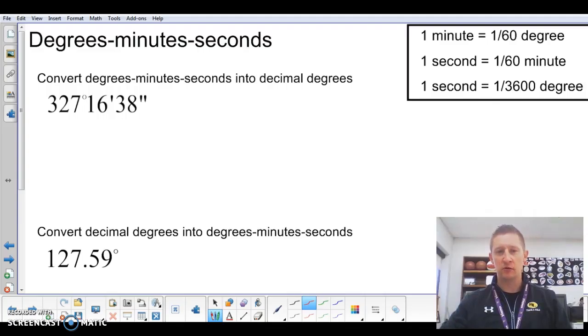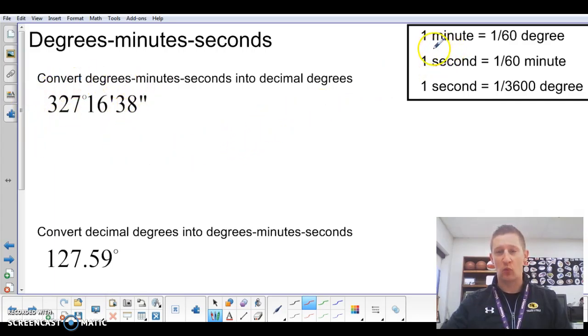All right, in this video, we're going to look at how to convert angle measurements that are in degrees, minutes, and seconds into decimal degrees and vice versa. So if you were ever to see something like this where there's degrees and then there's all of a sudden this little 16 with an apostrophe and then 13 with the double apostrophe, this is minutes and this is seconds. Okay, so 327 degrees, 16 minutes, and 38 seconds, being very specific with our measurement here.